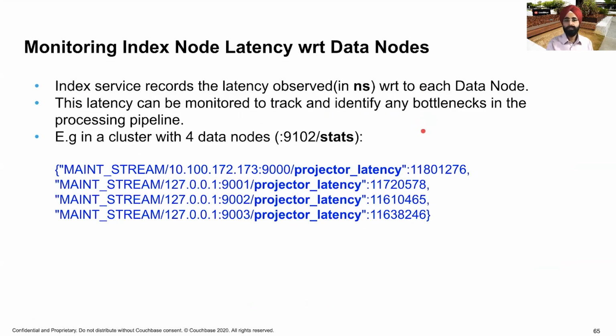Another useful stat which the index service records is called projector latency. This is the latency observed with respect to each data node. And this latency can be monitored to track and identify any bottlenecks in the processing pipeline. So this number can be thought of as an end-to-end processing latency number. Anytime this number is going higher, it means things are slowing down, and this is a good number to monitor.